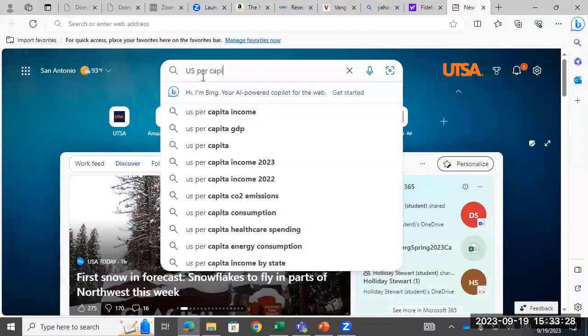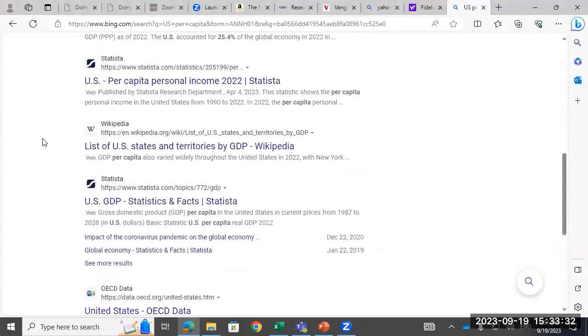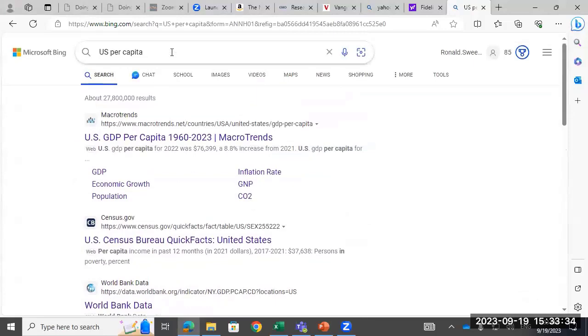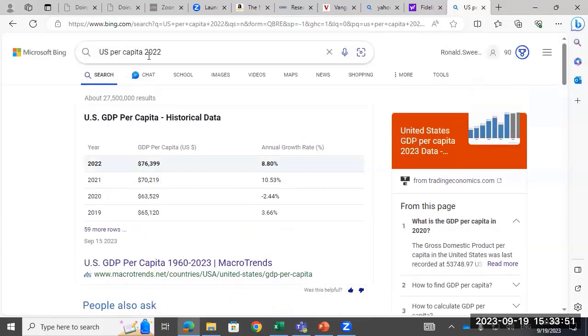U.S. per capita. So our per capita is $76,000. That's what y'all make, 76,000. That's our per capita: our economy divided by the number of people. I can't remember the largest one.